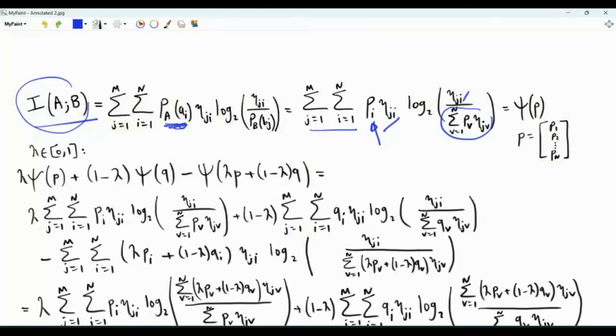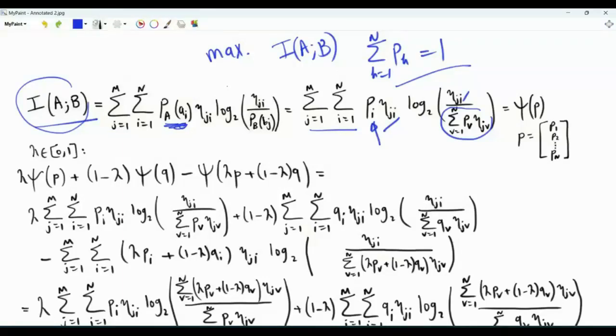This is summation v from 1 to n, the probability that random variable A is equal to small av multiplied by the conditional probability that B is equal to bj, given that random variable A is equal to av. We can solve the problem of maximizing this mutual information given the constraint on vector B that the sum of its elements is equal to 1. That is, the sum over k from 1 to n is equal to 1. And let's ignore the non-negativity constraints. This problem is a convex optimization problem for which the KKT conditions are necessary and sufficient for optimality.